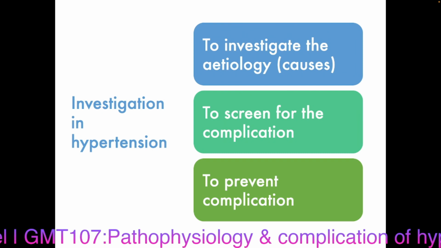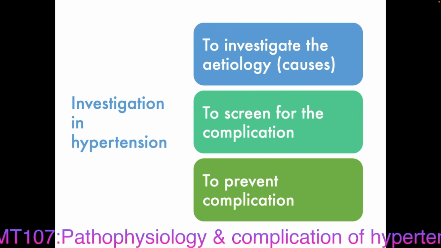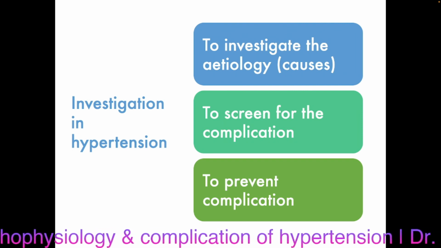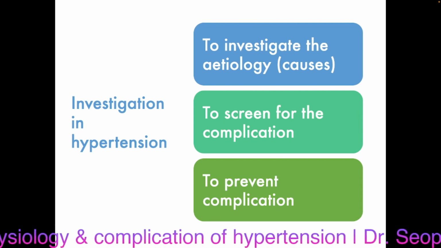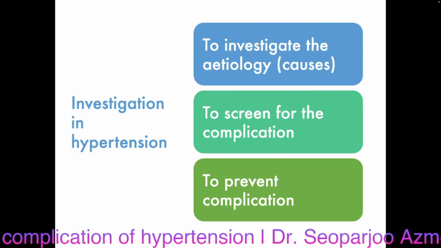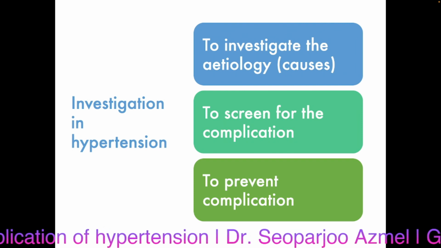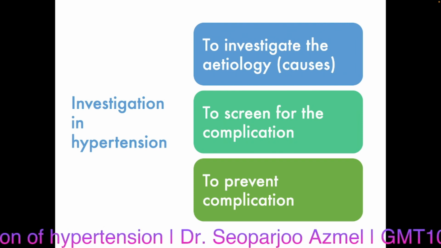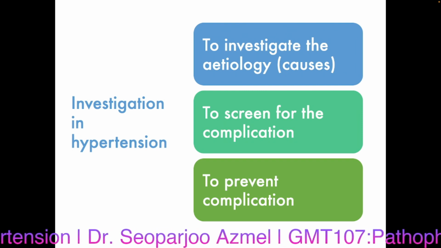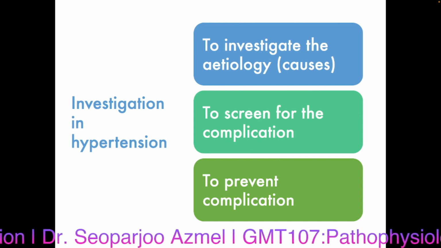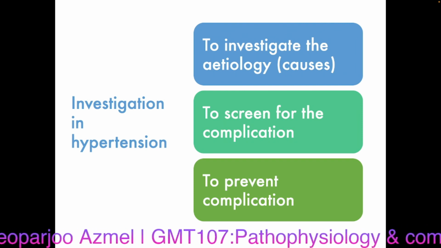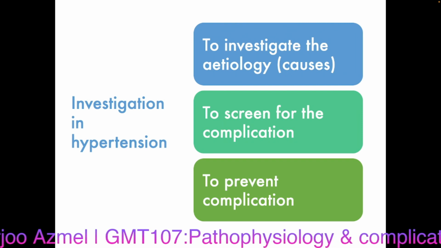Alright, a little bit on the investigation in hypertension. What if you are asked to list down the investigations in hypertension? To help you memorize or understand them, you can divide them into a few groups. Number one, to investigate the etiology, or the causes, of hypertension. Number two is to screen for the complications, and the last one is to prevent the complications.